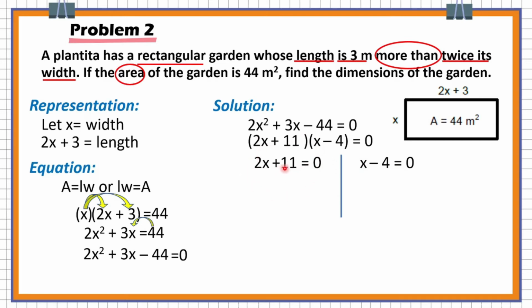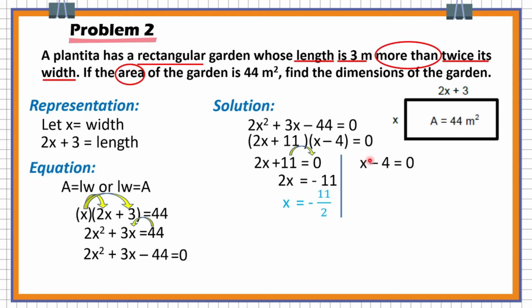Una, ililipat natin si 11 sa right side. Magiging 2x is equal to negative 11. Next, hindi pa ito ating final answer dahil meron pa siyang coefficient na 2 dito sa ating x. So, we will divide 2 sa left and divide by 2 dito sa right ng ating equation. So, magka-cancel na dito si 2. So, we have x is equal to negative 11 divided by 2. So, ito na yung ating unang value ng x.